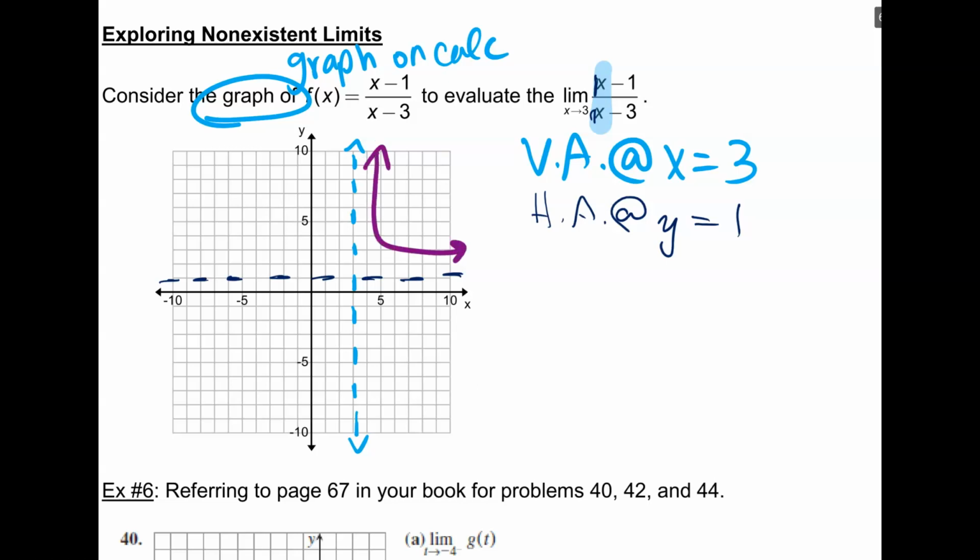Okay, and what about if I put in like 0? What do I get? Negative 1 over negative 3. Oh, positive. Negative over negative, so at 0 it's positive 1/3. Well, okay, so it tells me it's on this side of my asymptotes. Something like this. Okay, cool.